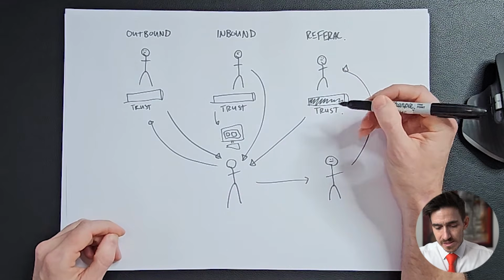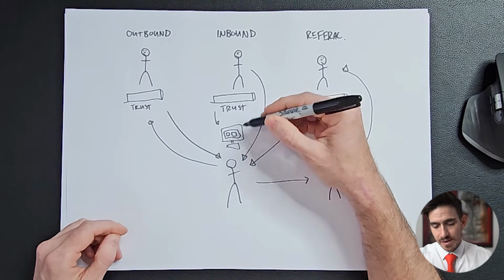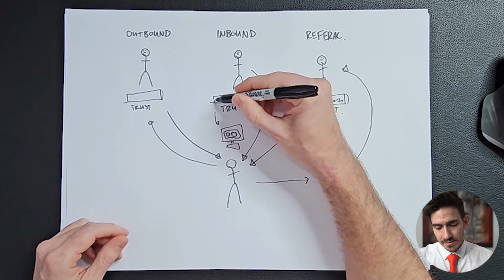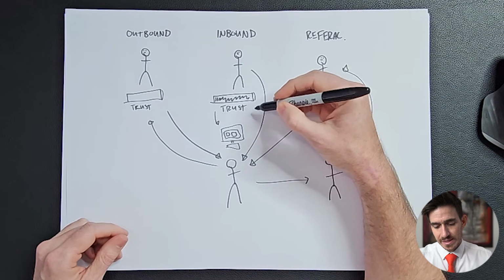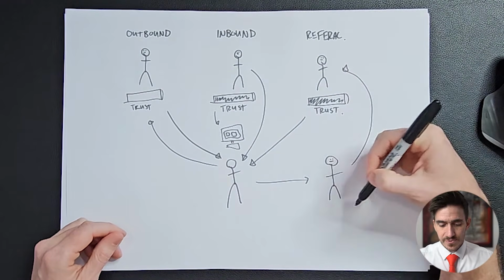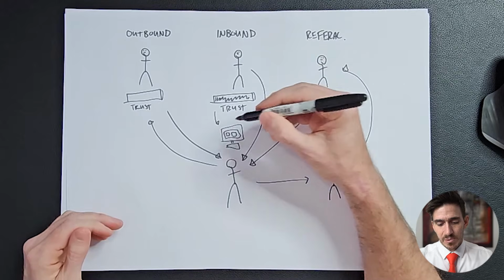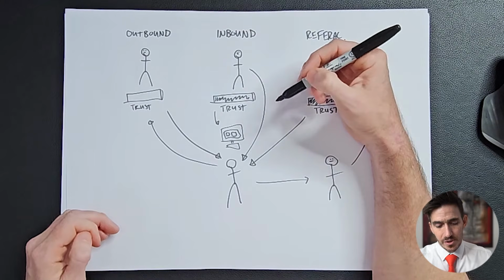Inbound is similar in that they've seen your content, they've seen your marketing material, they may be getting emails from you, and essentially, it does take a little bit more work to get the same amount of trust, but it's not done by someone else for you. You have to do the work, you have to post good content that gets that person actually interested in what you do and convince them that you're doing a good job.